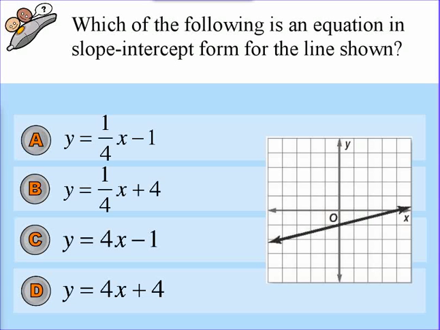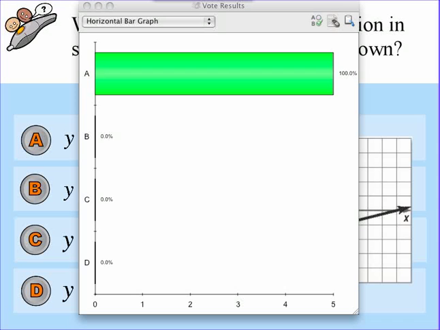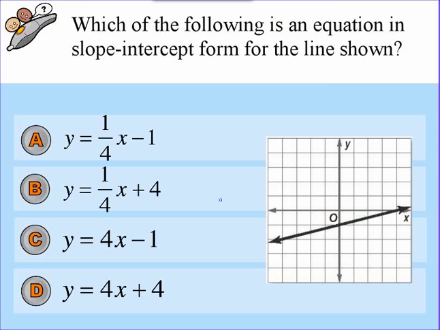Which one is that one going to be? And the answer is A. Nice job. Okay, the slope there is 1/4. The y-intercept is negative 1.